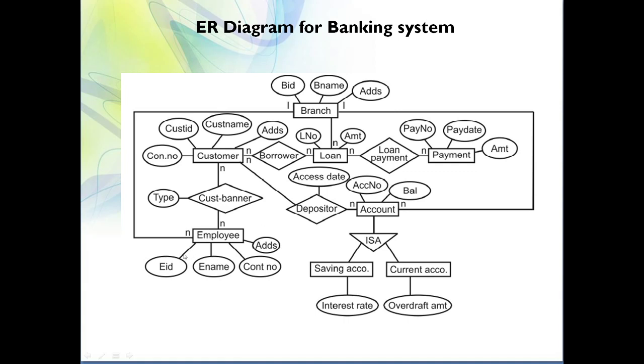So for employee, what are the attributes? Employee ID, employee name, contact number and address. So for employee, what is the primary key attribute? Employee ID. Employee ID is the primary key attribute for employee. Similarly for customer, what attributes are there? Customer ID is the primary key attribute, customer number, customer name and address. Whatever the primary key attribute is, that should be underlined. Here we require an underline in EID. Also here we require an underline in customer ID.